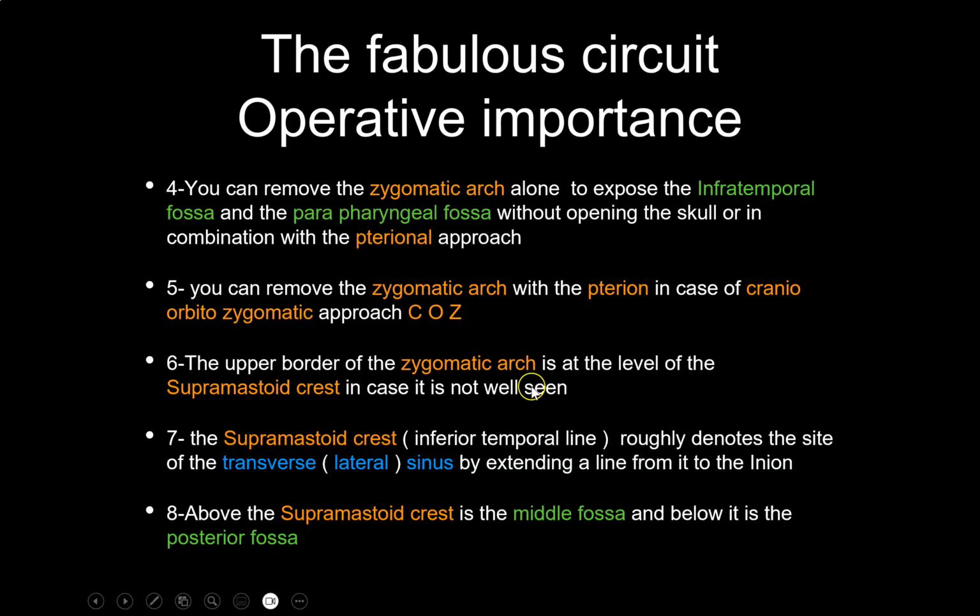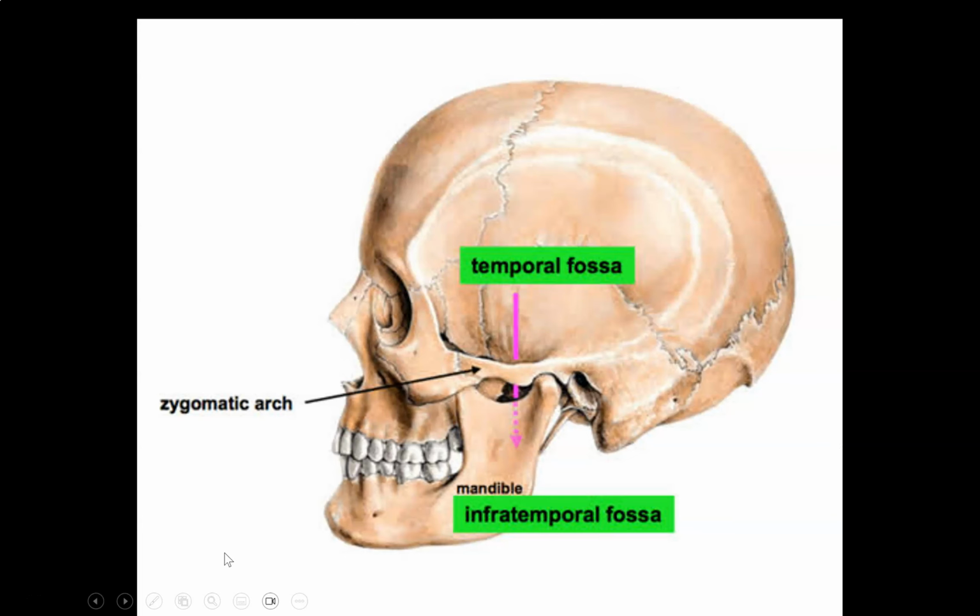As we said, the upper border of the zygomatic arch is at the level of the supramastoid crest, and as we said, the supramastoid crest denotes roughly the site of the lateral sinus, and above the supramastoid crest is middle fossa, below it is posterior fossa. So here, to show you here the temporal fossa, and here is the infratemporal fossa, and medial to it is the parapharyngeal fossa.